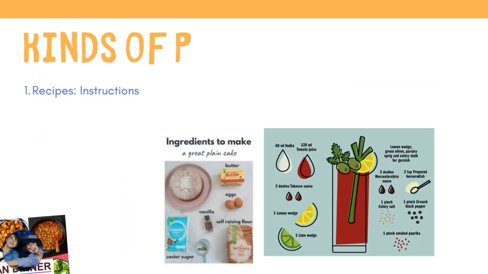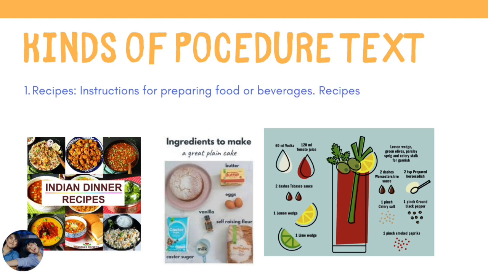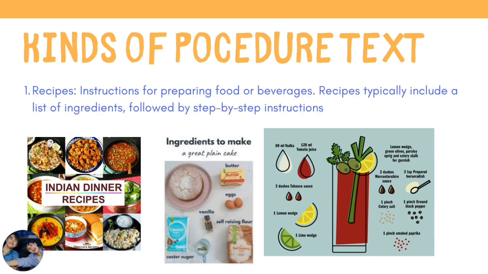Okay, so kinds of procedure text. The first one is the very common. Yang paling umum adalah recipes. Okay, the instructions for preparing food or beverages. Just like the examples that I provide, a recipe to make Indian dinner, ingredients to make a great plain cake and ingredients to make beverages and so on.